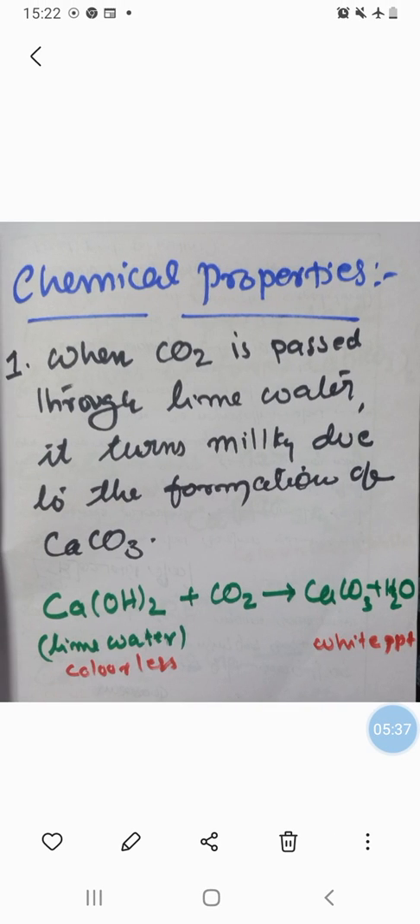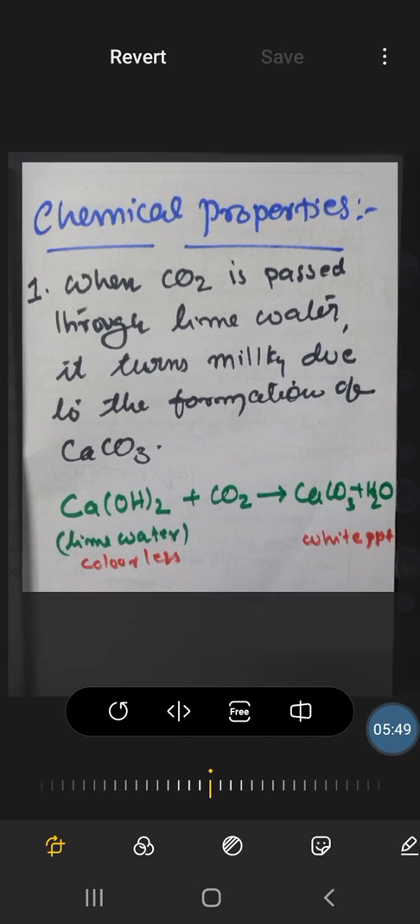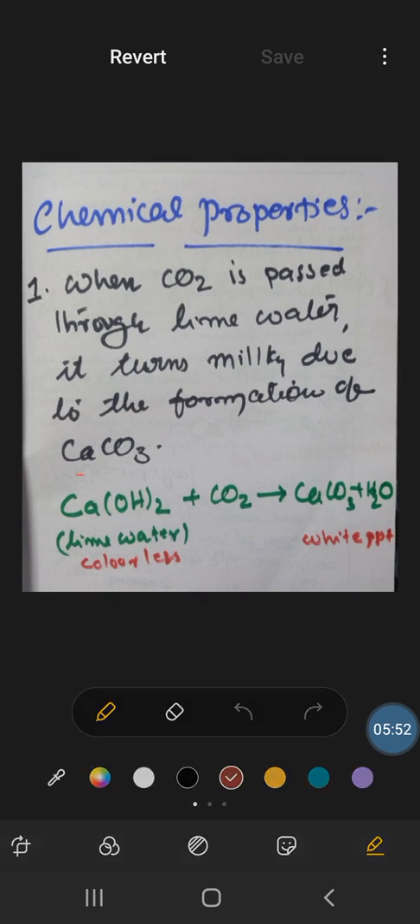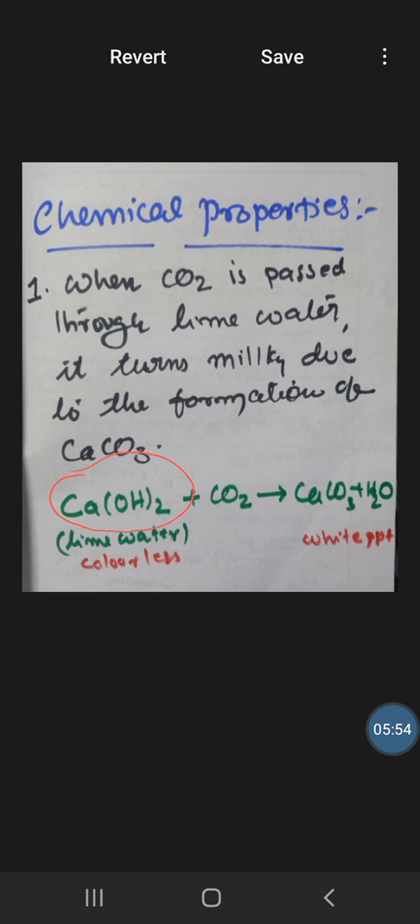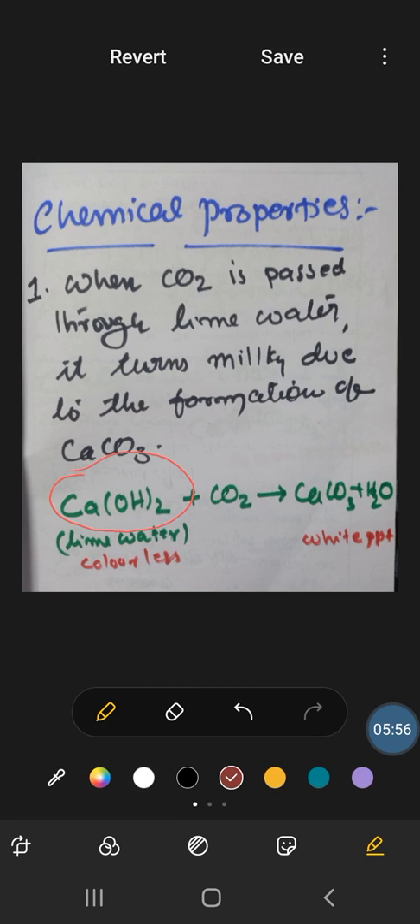Now look at the chemical properties. When carbon dioxide is passed through lime water, it turns milky due to the formation of calcium carbonate. So if you pass carbon dioxide gas through calcium hydroxide, that is lime water, which is colorless, it is a clear solution. Lime water is a clear solution.